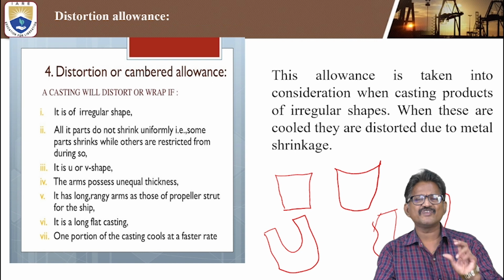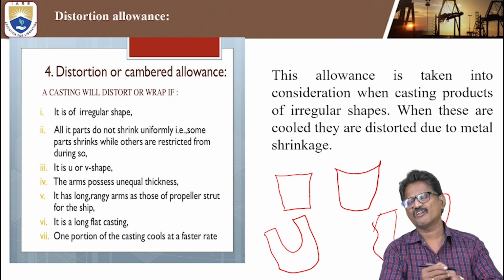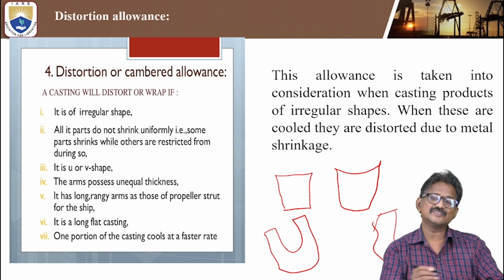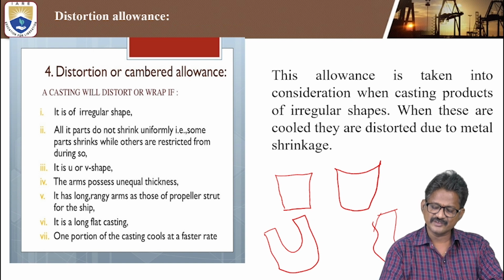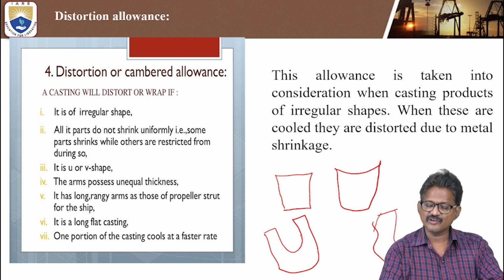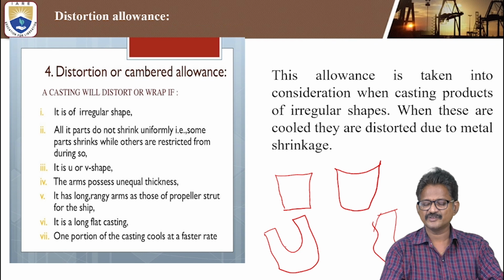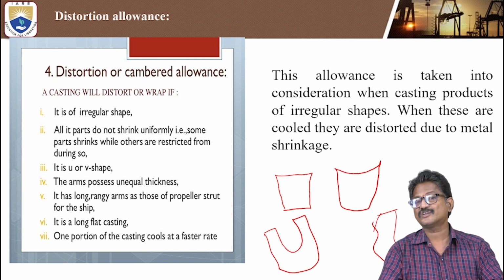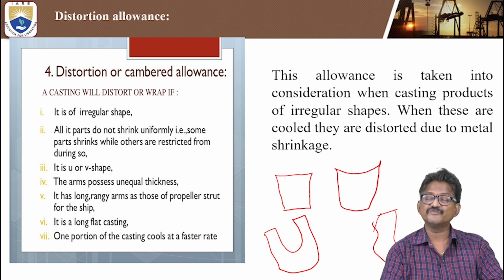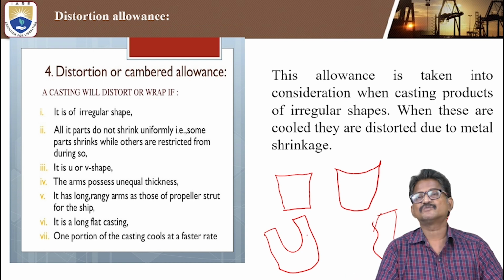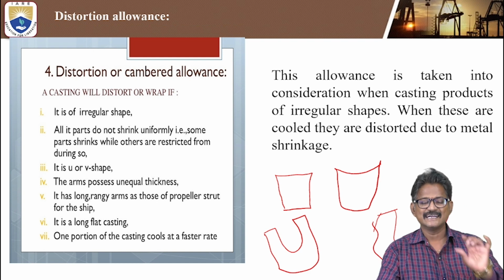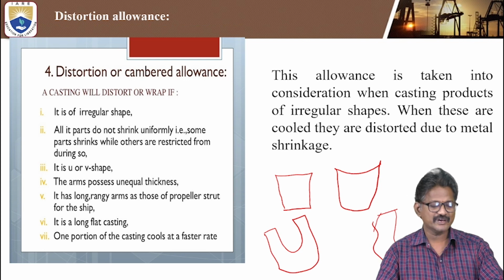So it is a long flat casting. Whenever very long types of parts are used, this can also be applied. And one portion of the casting cools at a faster rate. So if you see here at the downward level, it is difficult to fill the molten metal. Sharp corners also have no filling occur. That leads to some drawbacks and difficulties. So this is about the distortion or camber allowance.